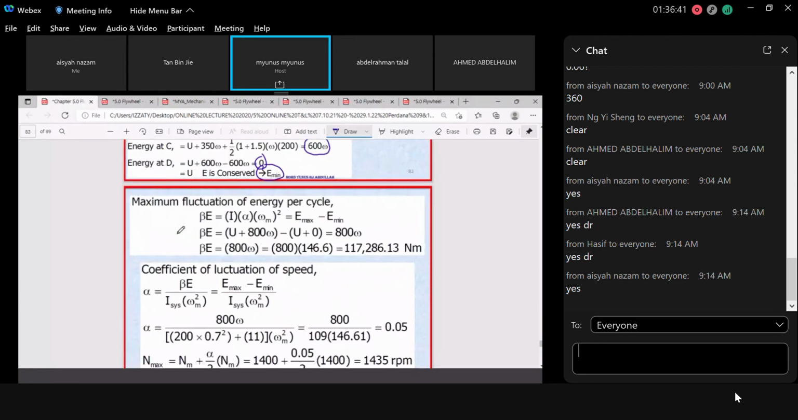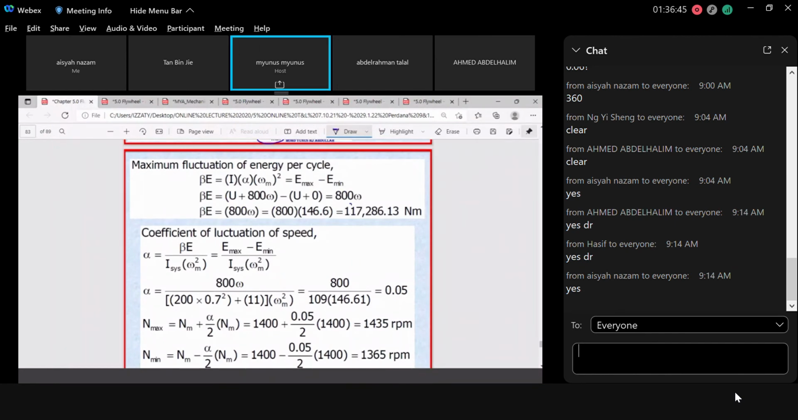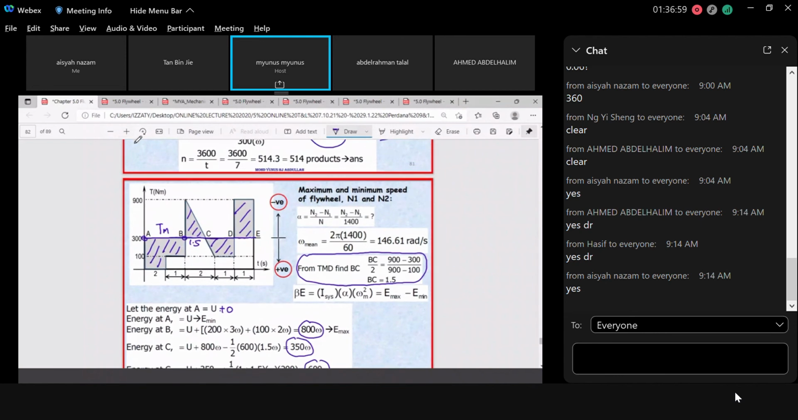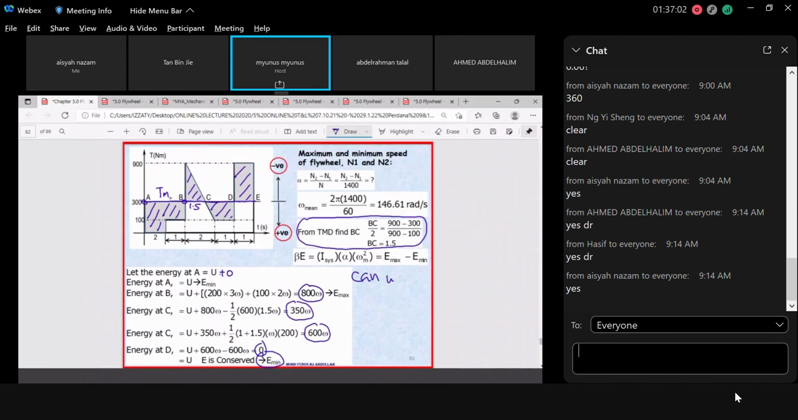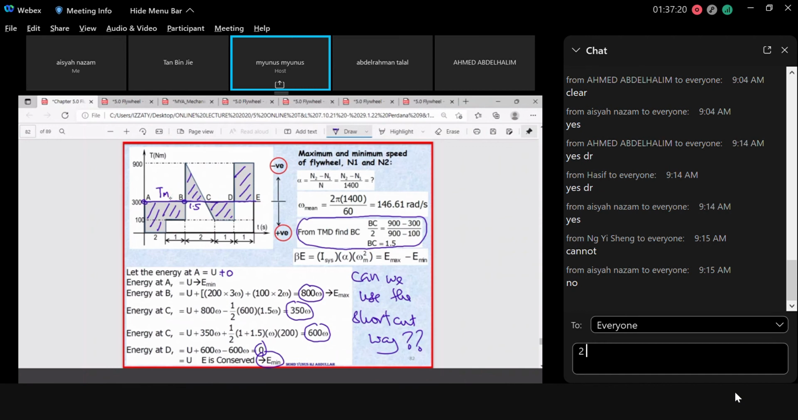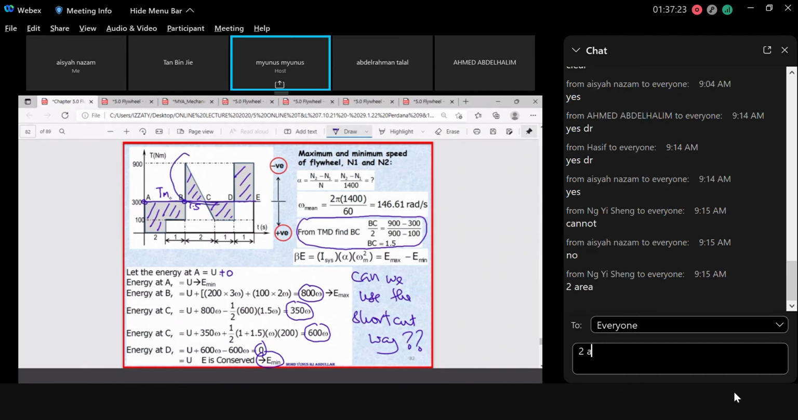The next slide, you have the omega. This one is the beta. Then you put everything in the equation, and you'll get the maximum and minimum of the space. Next question: can we use the shortcut way alone? Yes or no? Cannot. Why cannot? Two areas, because you have two areas overshooting the mean. Okay, thank you. That means that you really understand.